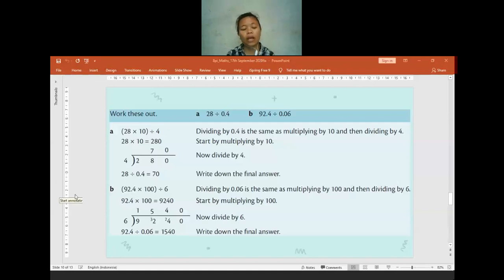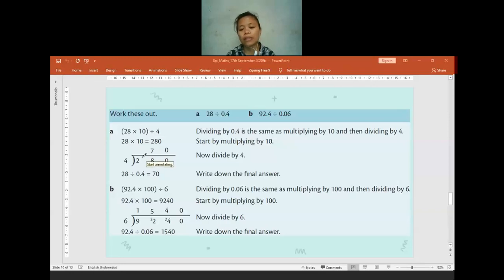So now we have 280 divided by 4. 280 divided by 4, the answer will be equal to 70. But 28 divided by 4, the answer will be equal to 7.